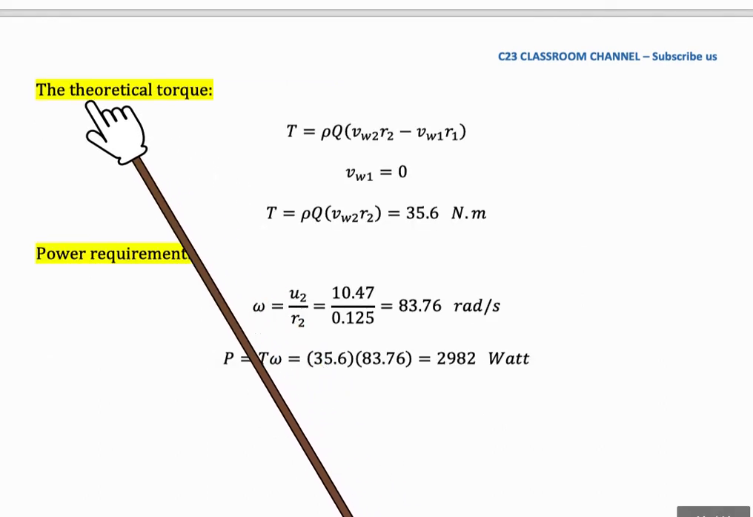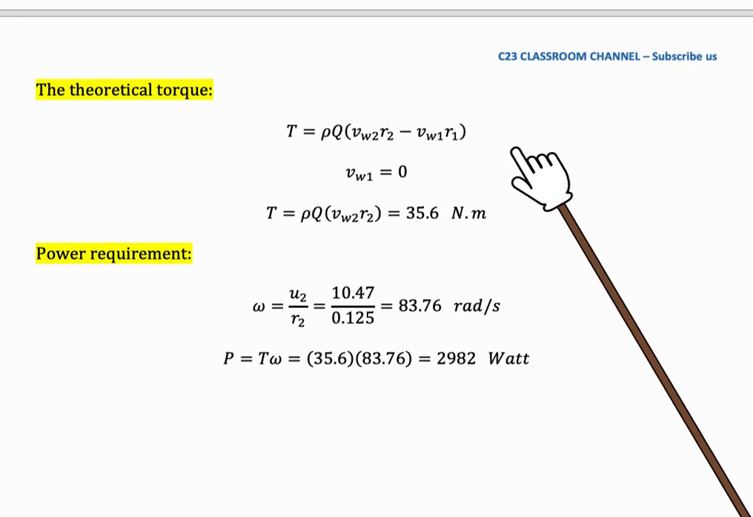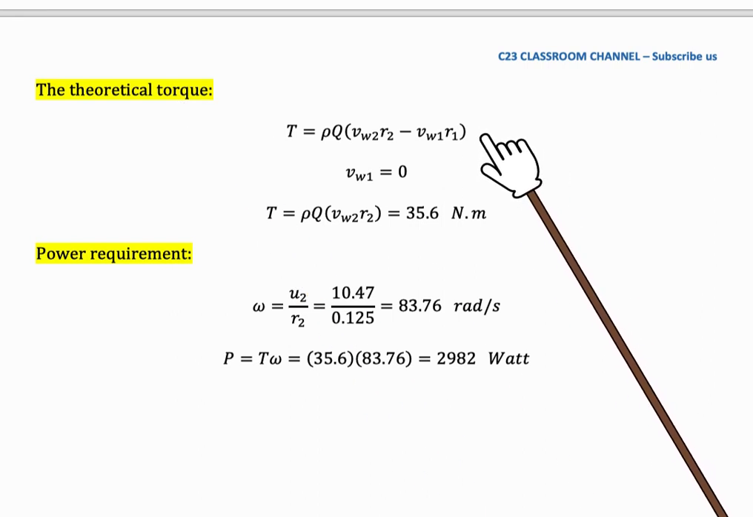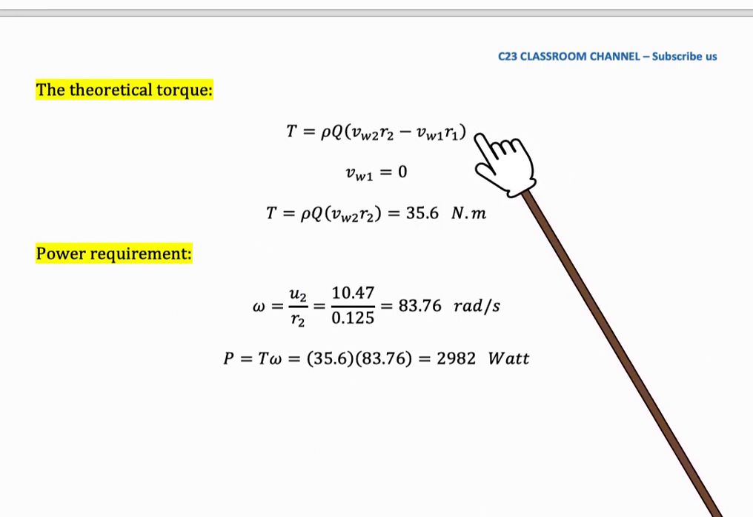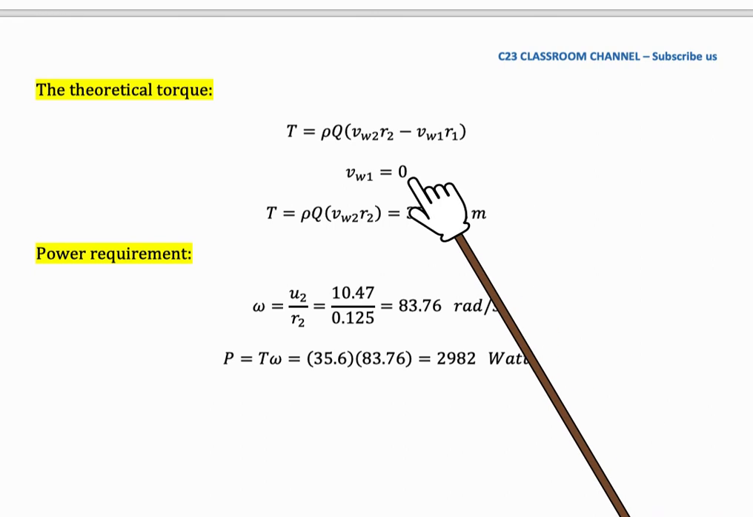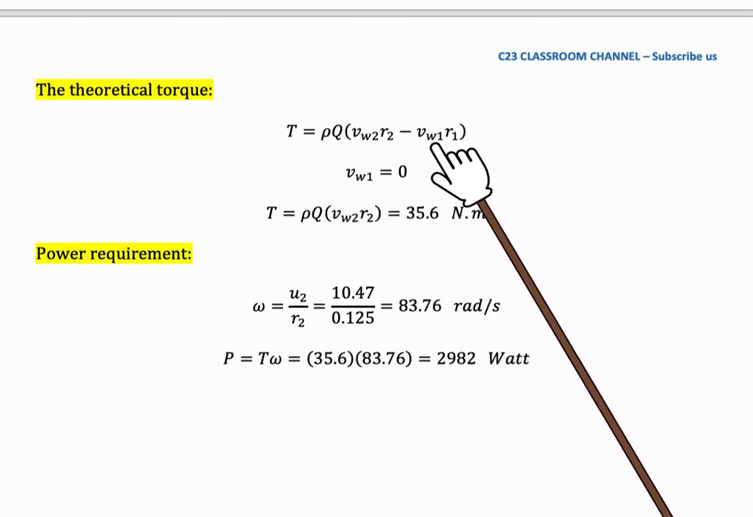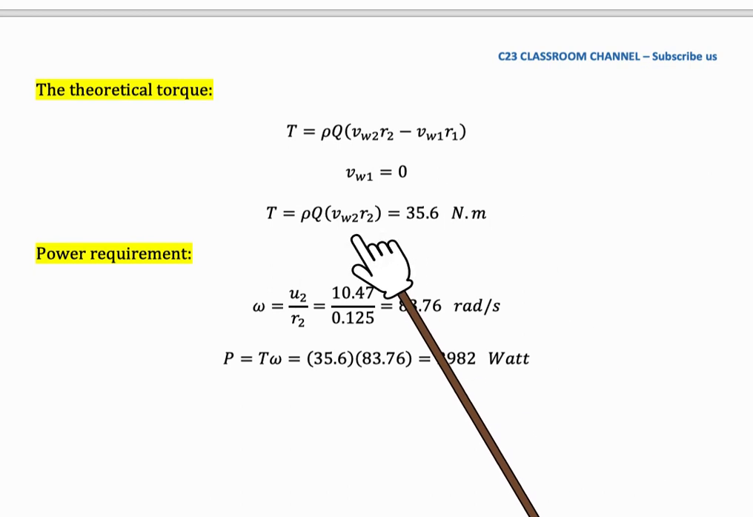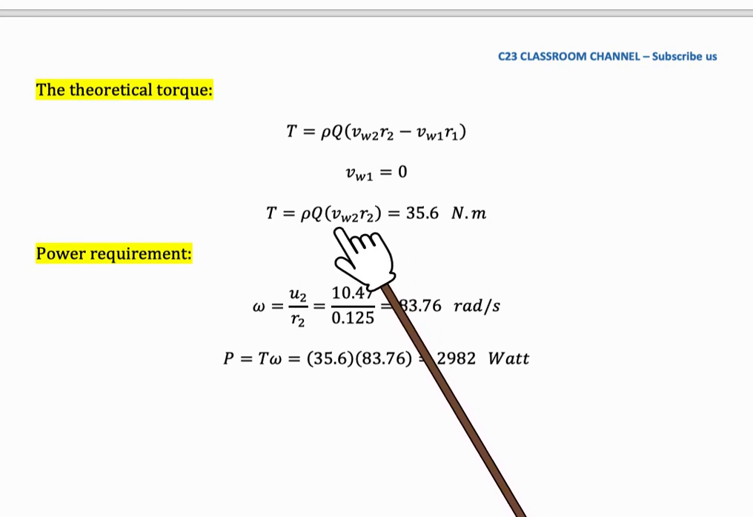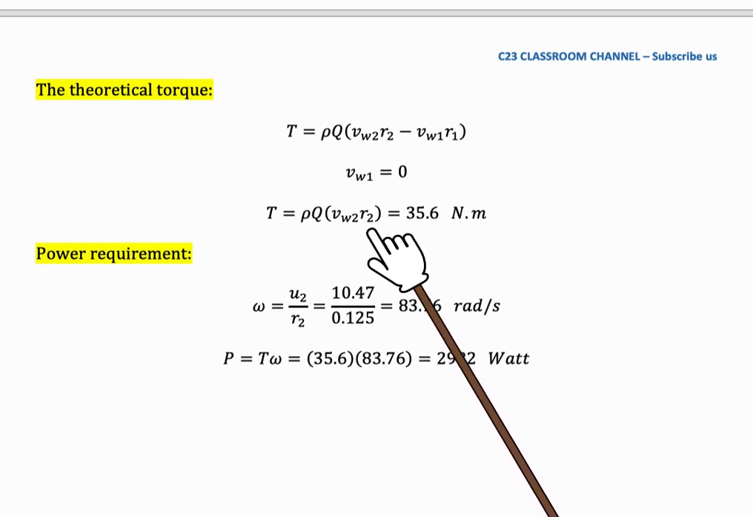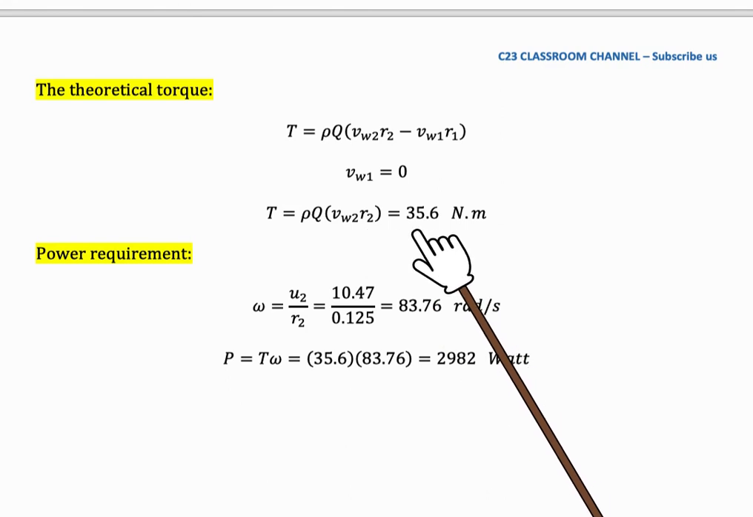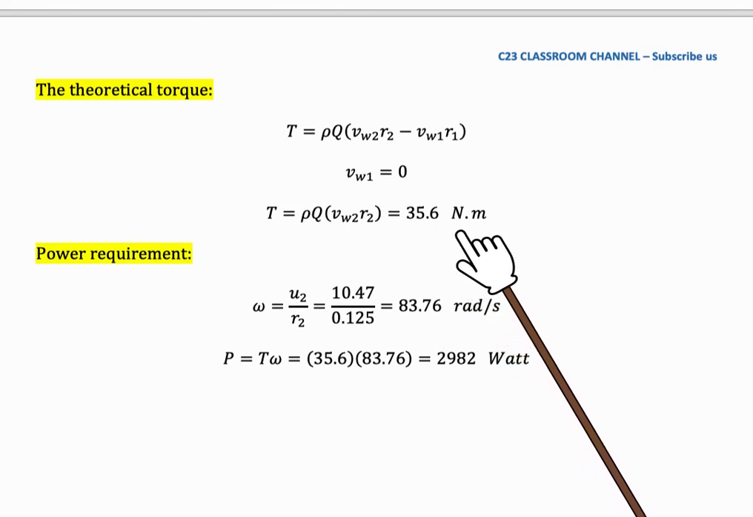Then we could calculate the theoretical torque by using this equation. We already discussed this equation in the notes. Please check my previous lesson. We know that whirl 1 is equal to 0, so we could simplify this equation. Then we substitute the values of whirl 2 and R2 here. We get torque equal to 35.6 newton meters.